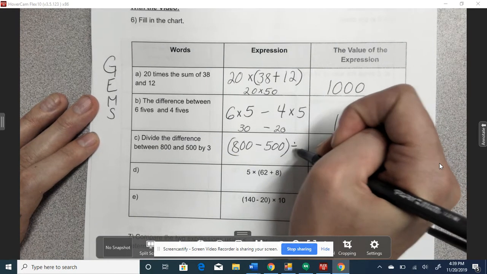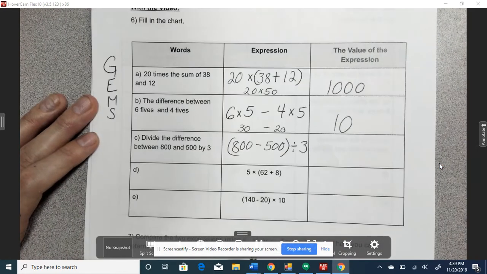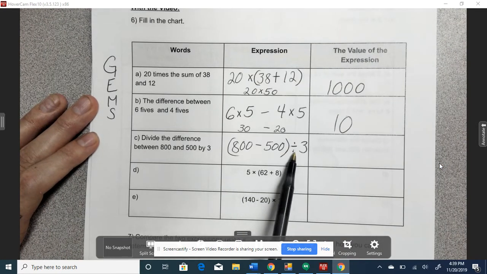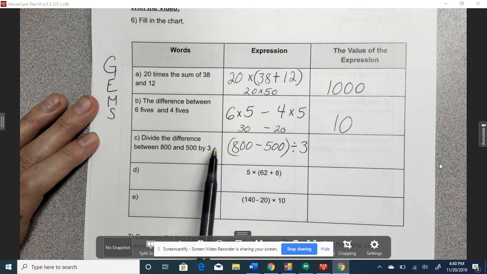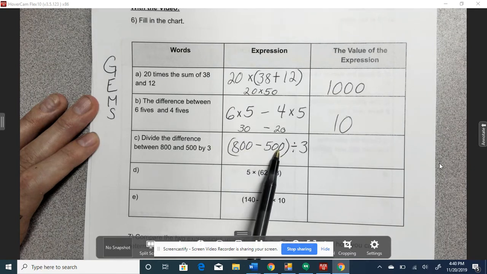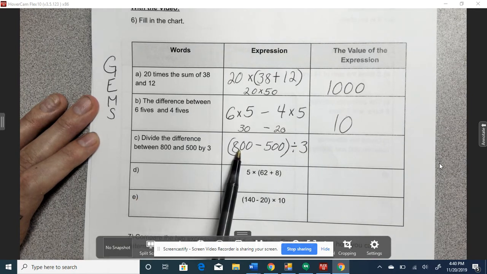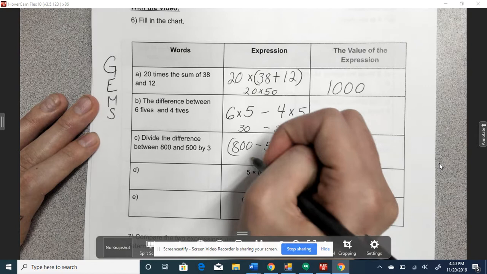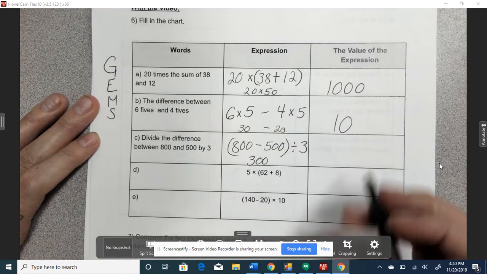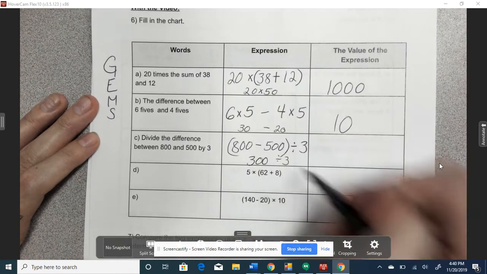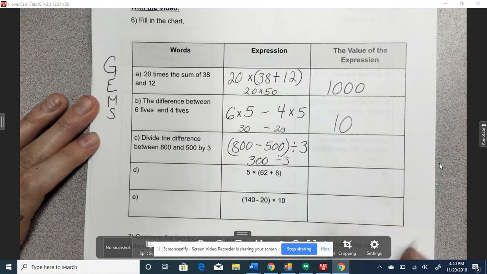So I'm going to divide this by 3. It's really important that we put this division sign behind or after our subtraction, because if we put it in front, then we'd be saying 3 divided by the answer to that. And we really want to find the answer and then divide the answer into 3 groups. So 800 minus 500 is 300. And we're going to divide by 3. Oh, 300 divided by 3 is 100.